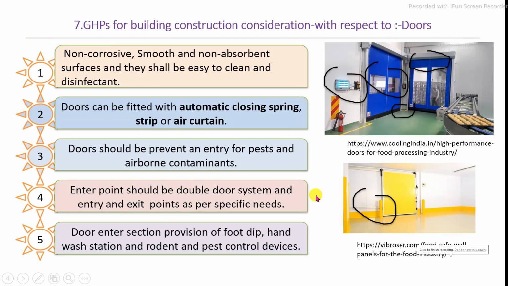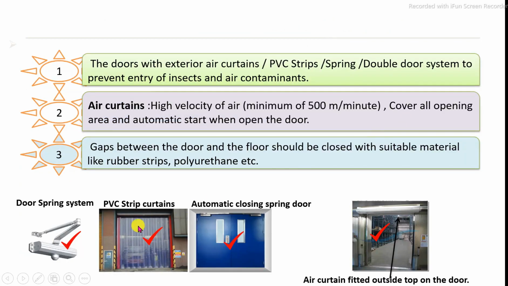The next one is good hygienic practices with respect to the doors. The door material should be smooth in surface, non-corrosive, non-absorbing material. They should be easily cleaned and disinfected. The doors should be fitted with plastic PVC strips, an automatic closing and opening system, provided with spring systems, and air curtains fitted on the top of the door system.